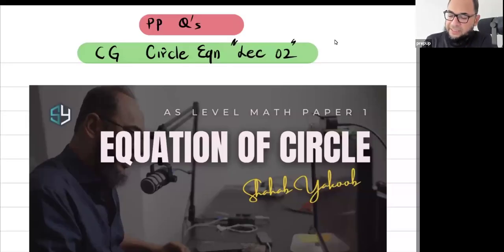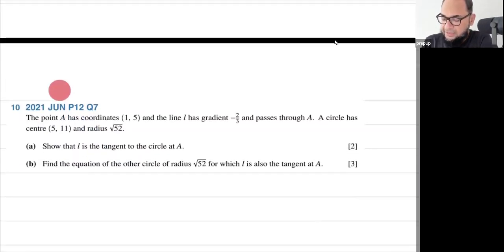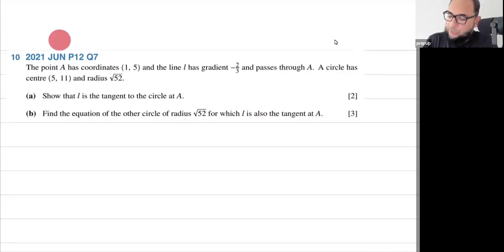So we are starting with the second lecture on circle equation, past paper questions. Let's look at this question. The question says the point A has coordinates 1, 5 and line L has this gradient and it passes through A. So let me underline the major things.